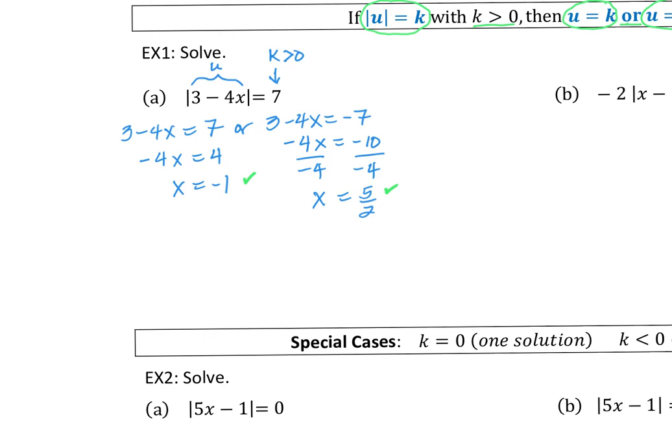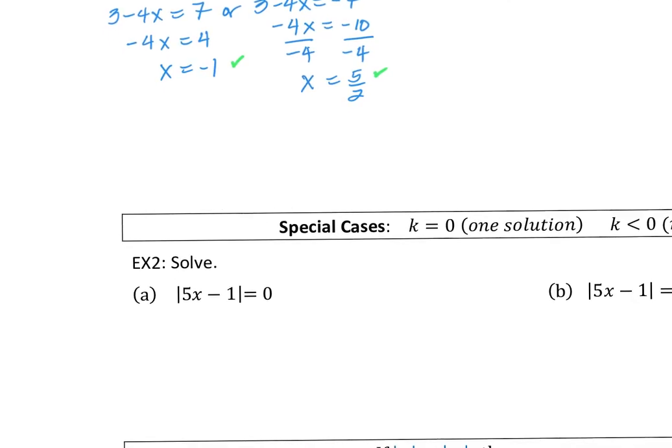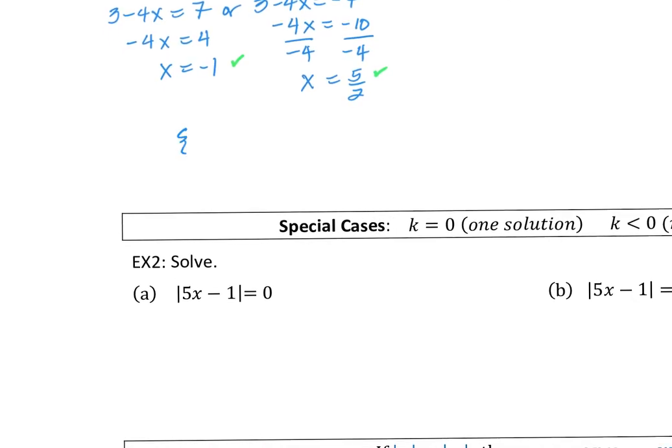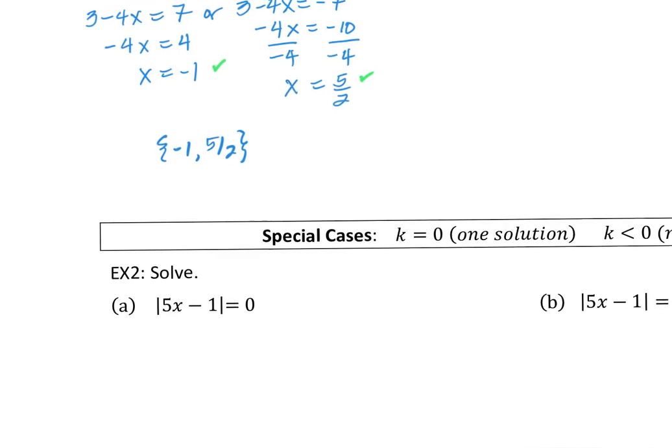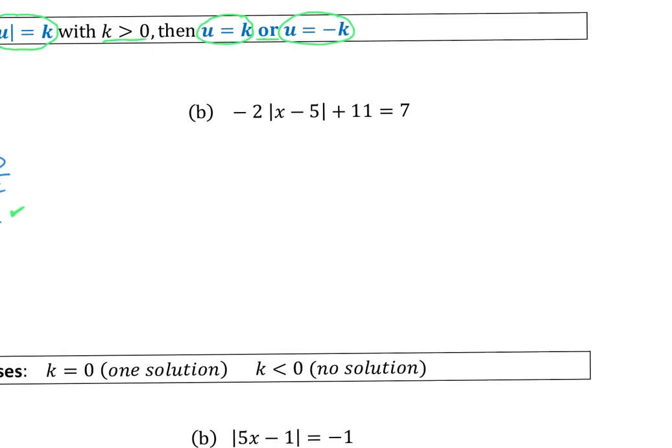And now remember, normally when we write solutions, we'll write it as a solution set. So we'll use our set braces and write negative 1 comma 5 halves. So the key is to get the absolute value by itself on one side of the equal sign and see if it's equal to a positive number. If it's equal to a positive number, then you can split it up.